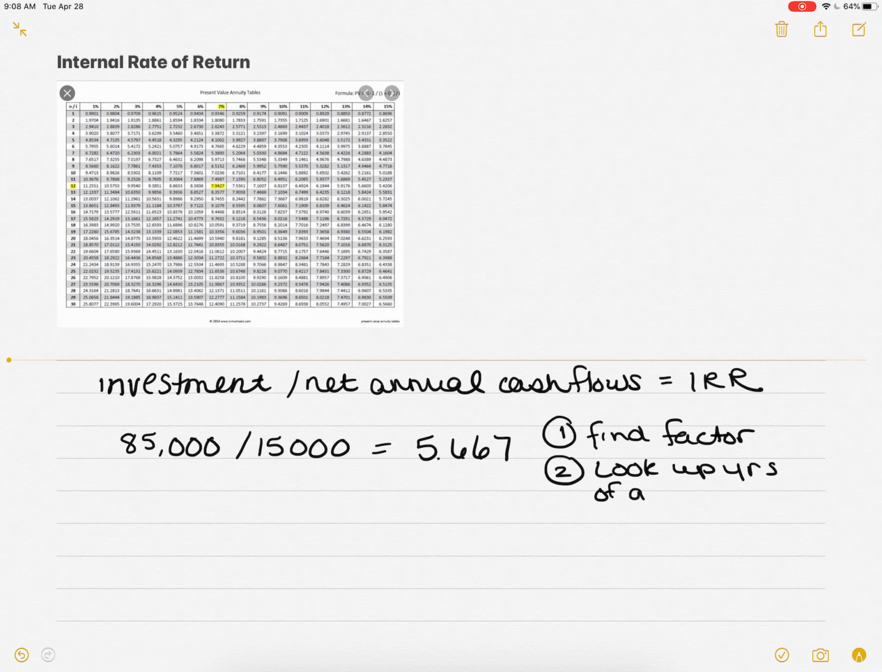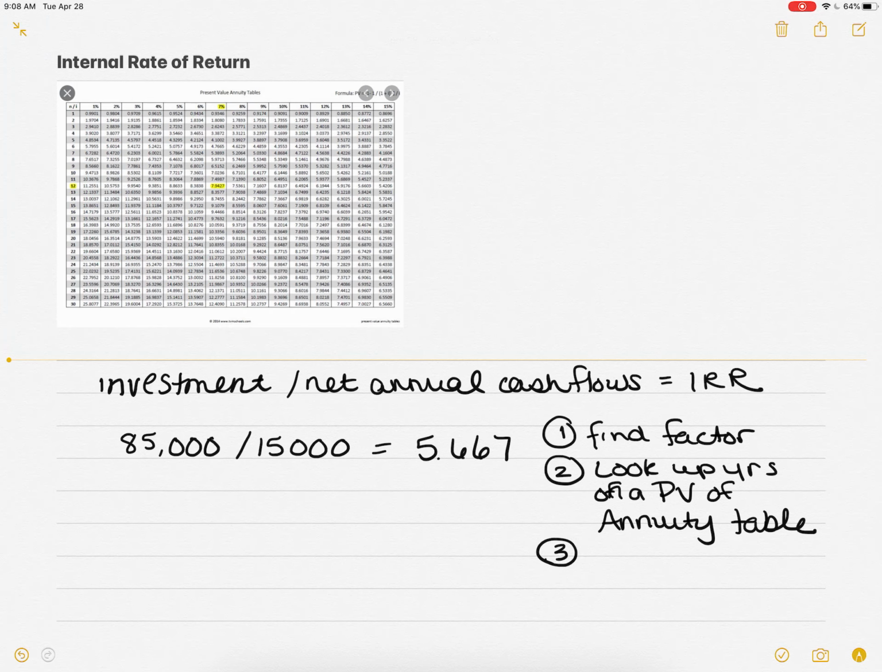The present value of an annuity table, let me flip yours on the annuity. The present value of an annuity table is different from the present value of one table because this is considering how much that you're getting the same amount every year over the entire life of that asset. So you're getting the same amount each year. Here we assume that because we have net annual cash flows. So we're going to first find that factor. Second, look up the number of years on this present value of an annuity table.